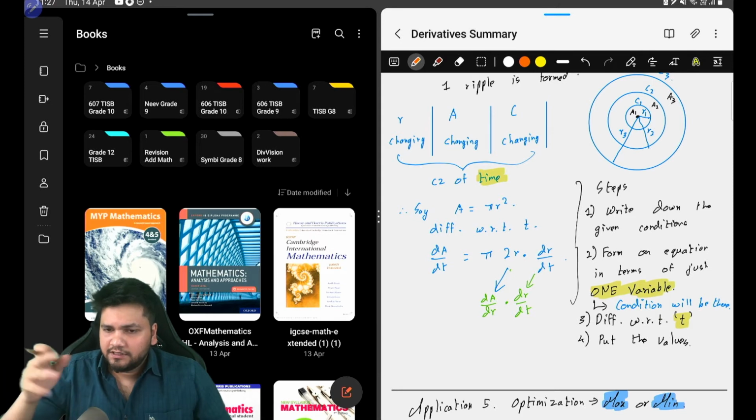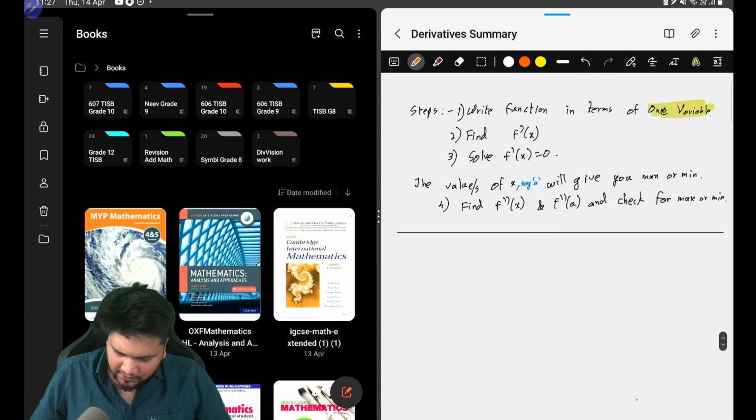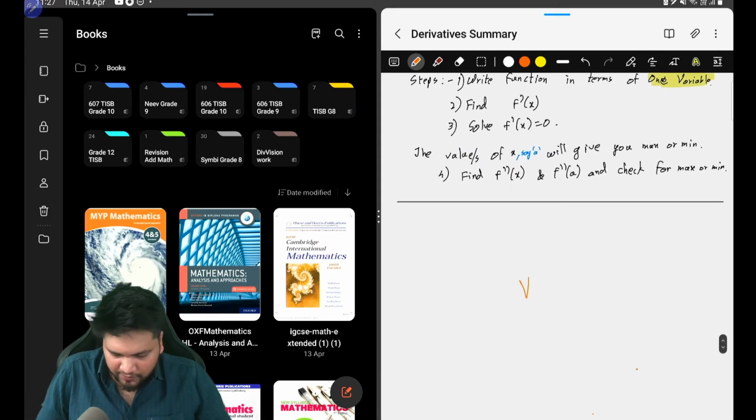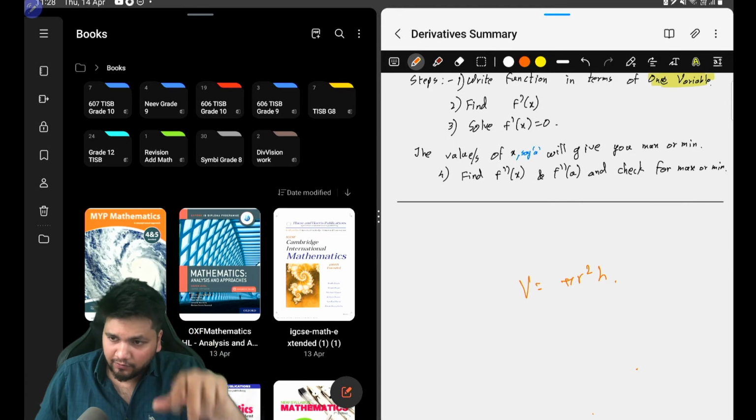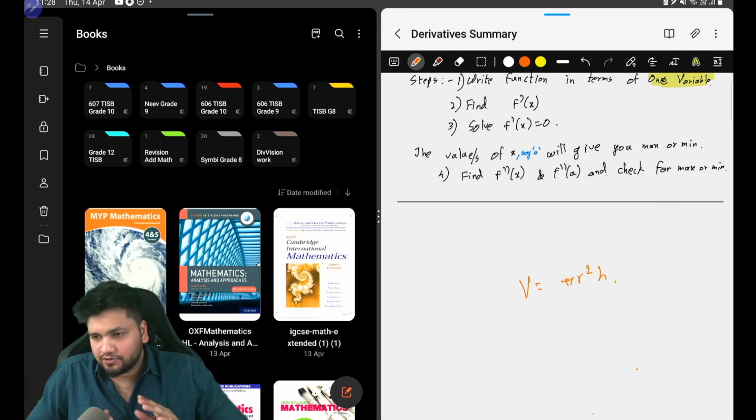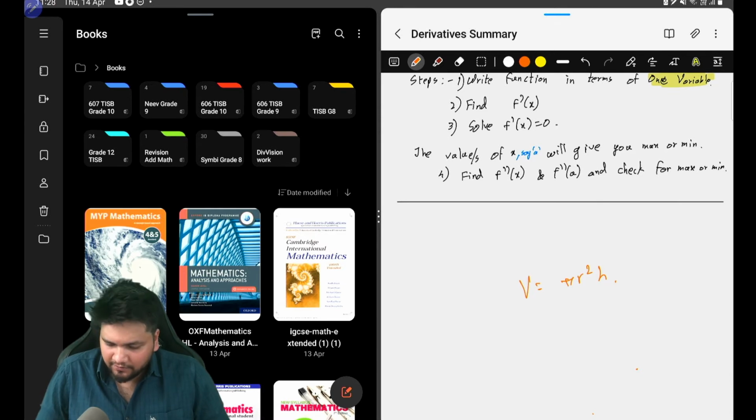Correct? Generally for a sphere there is no issue. For a cylinder there is an issue, because see, volume is what? Volume is pi r square h. Here there are two variables, r square and h, but we'll make sure you convert either r in terms of h or h in terms of r. Quite possible. Okay, and then everything will be in terms of one variable. Then you differentiate with respect to time, and you will get whatever change you need.